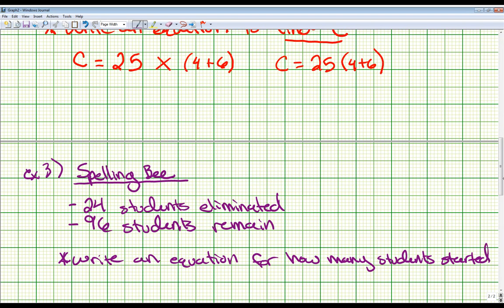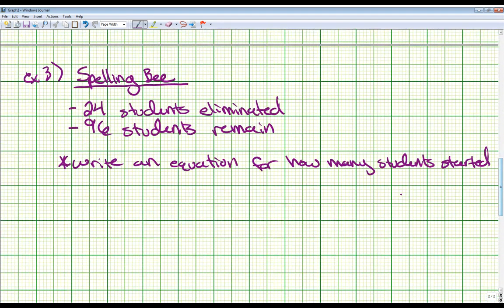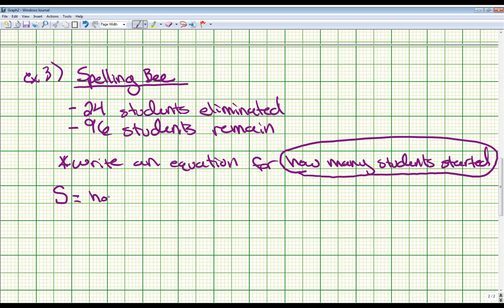They don't actually give us a variable here that they want us to use. So we need to figure out what variable we want to use to represent how many students started the spelling bee. Well, if you look in here, there's an S for students and an S for started. So I would like to use an S. So we're going to use an S, and the S is going to stand for how many students started. So now we've defined our variable. That's what the S stands for.